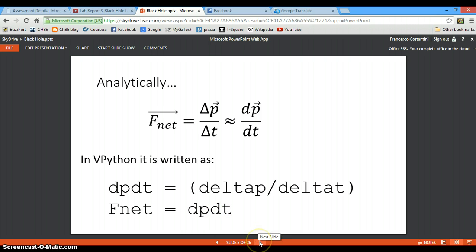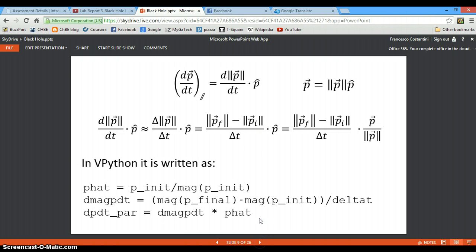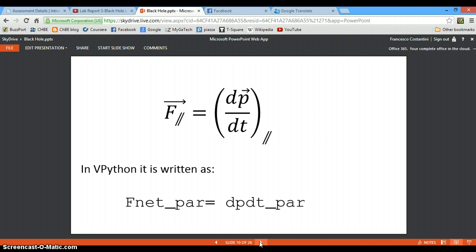The net force can be written as the sum of the parallel component of the force and the perpendicular component of the force. The parallel component of the net force can be expressed as the rate of change in magnitude of the momentum with respect to time multiplied by p hat. This can be approximated to delta magnitude of p divided by delta t, all times p hat. P hat can be calculated as the ratio between the p vector and the magnitude of p because of this representation. The parallel component of dP/dt, since dP/dt is equal to the net force. This can be written as the following in VPython.